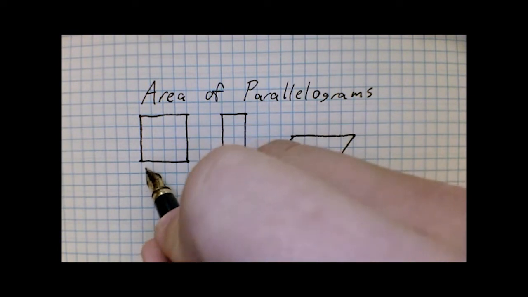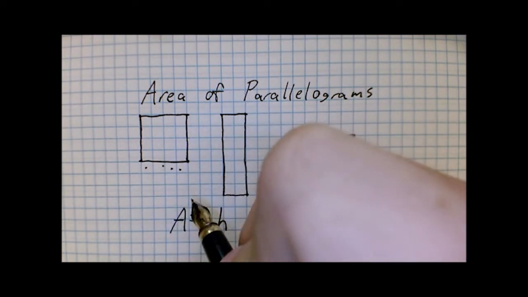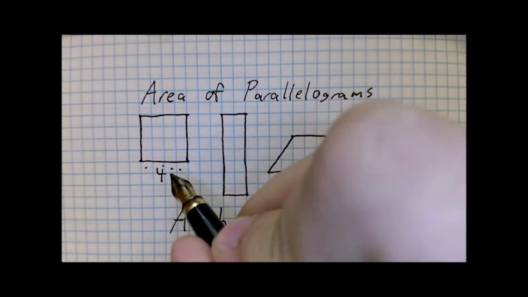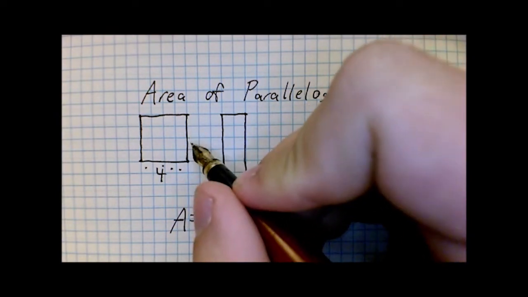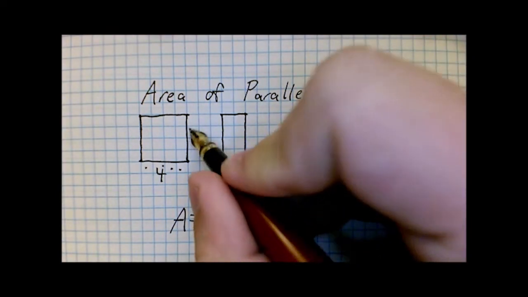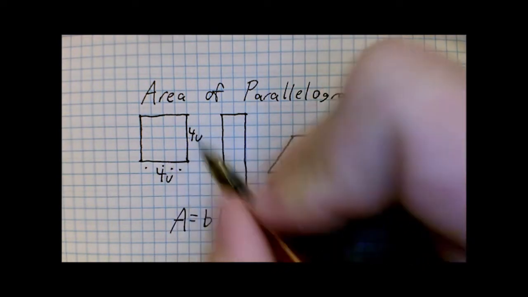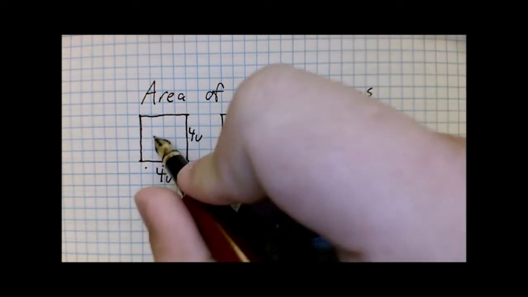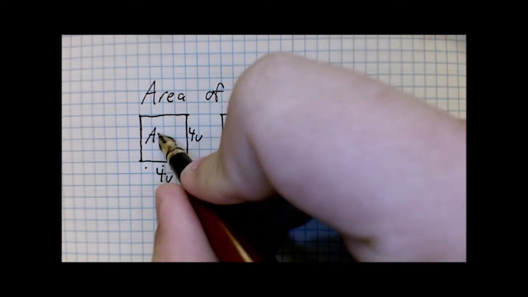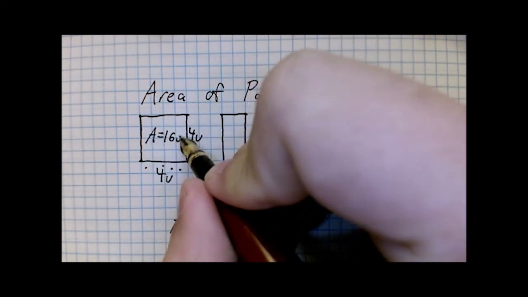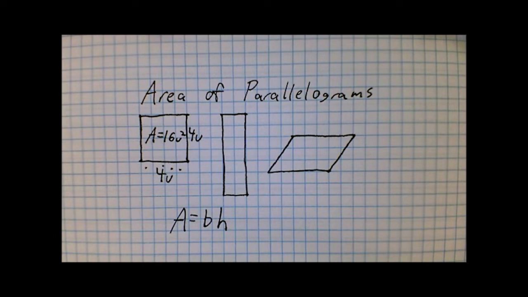The square has a base of 4 units, and the height, because it is a square, also has a height of 4 units. When you do 4 units times 4 units, you will get 16 units squared. There we go.